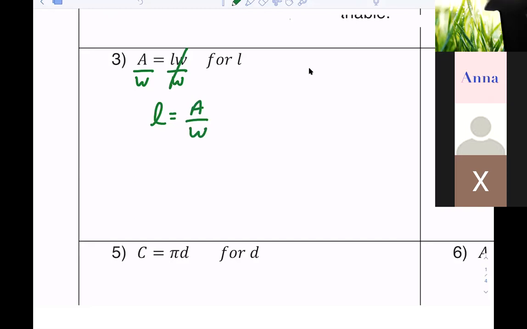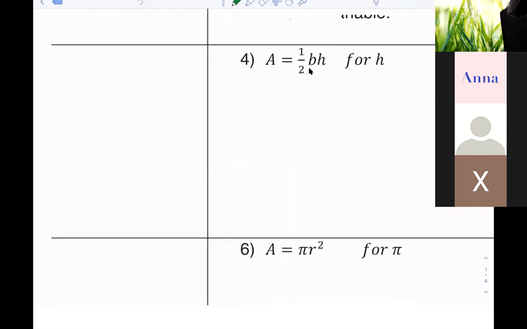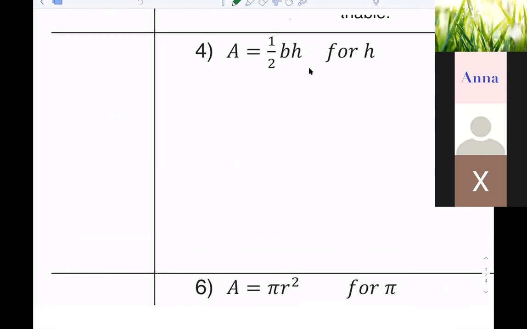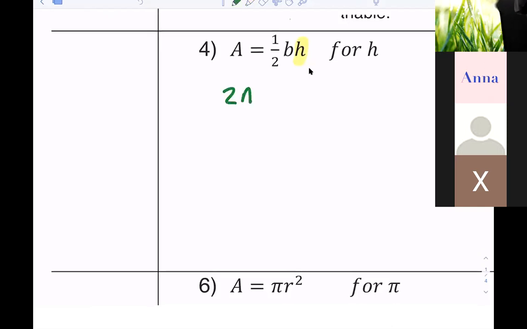All right, here we go, Max. Number 4. What am I solving for? H. So here we go. Everybody's going to highlight H. Now, from the last month, I've been telling you, how do I get rid of fractions? Multiply by the reciprocal. So how do I get rid of 1/2? And what's the reciprocal of 1/2? 2 over 1. So now everybody should be able to write down 2a equals bh.